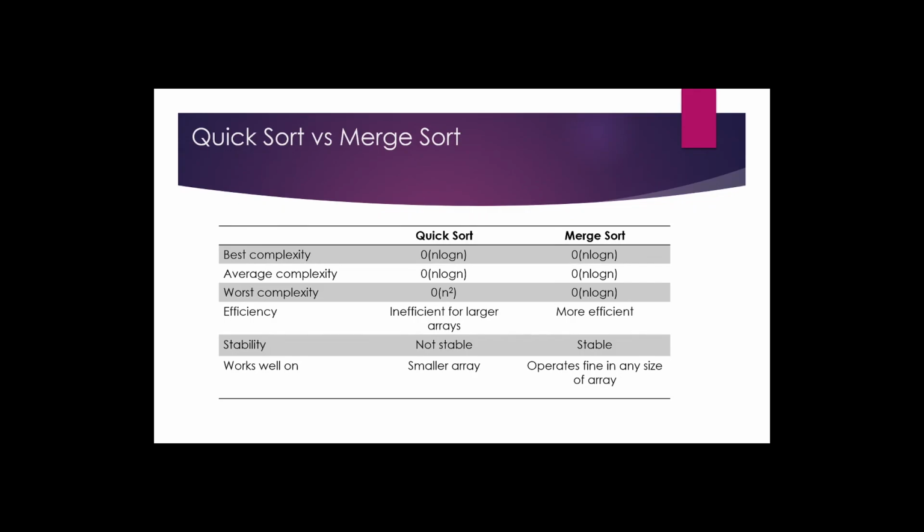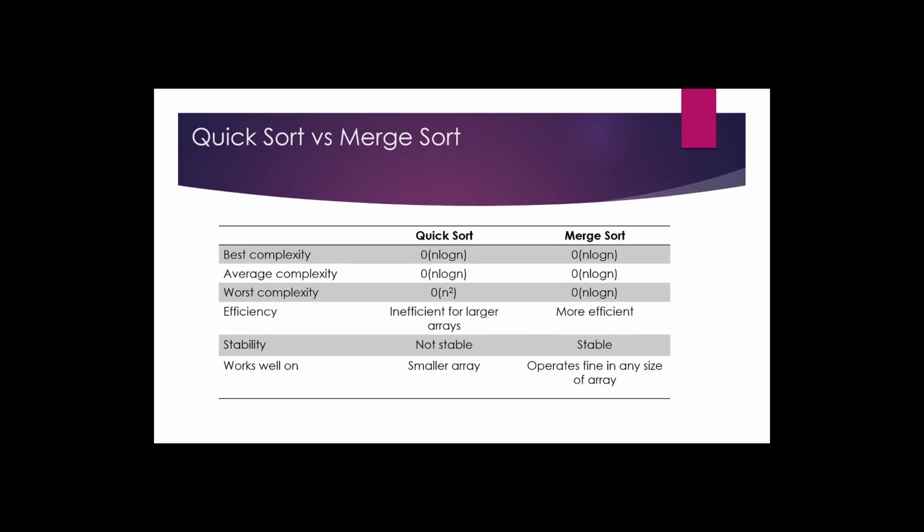For efficiency, merge sort is more efficient and works faster than quicksort in the case of a larger array size or data set, whereas quicksort is more efficient and works faster than merge sort in the case of a smaller array. For stability, merge sort is stable, unlike quicksort, as two elements with equal value appear in the same order in the sorted output as they were in the input unsorted array. Lastly, merge sort can work well on any type of dataset irrespective of its size, either large or small, whereas quicksort cannot work well with a large dataset.